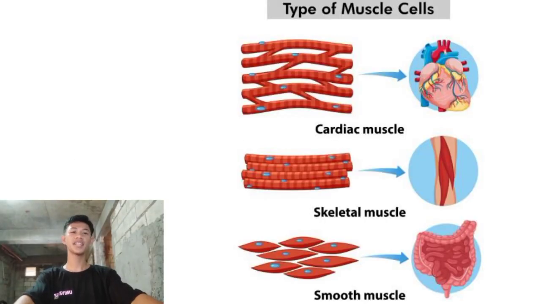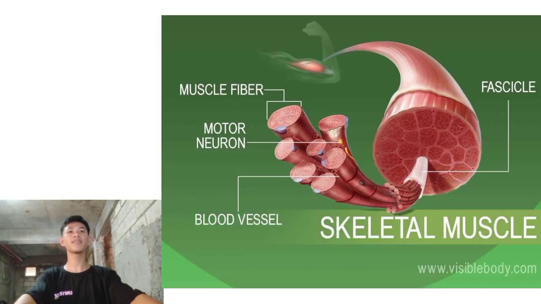There are about 600 muscles in the human body. The three main types of muscle include skeletal, smooth, and cardiac. Skeletal muscle is the specialized tissue that is attached to the bones and allows movement. Together, the skeletal muscle and bones are called the musculoskeletal system, also known as the locomotor system.